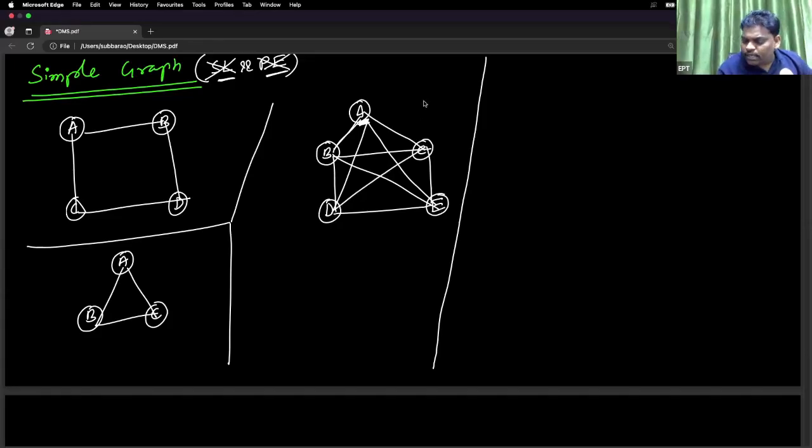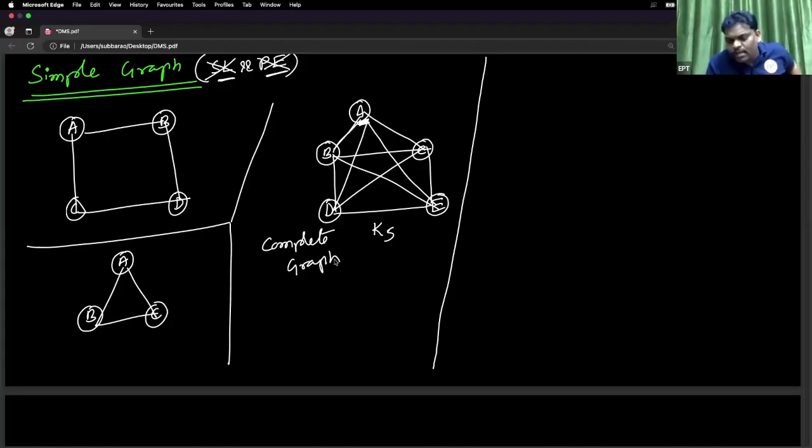So in the given simple graph, every person is adjacent to every other person. Then that graph is called a complete graph. This is a complete graph with 5 vertices. This is called K5. K5 means complete graph with 5 vertices. Some people are asking, sir, what is the meaning of K5? K5 means complete graph with 5 vertices.